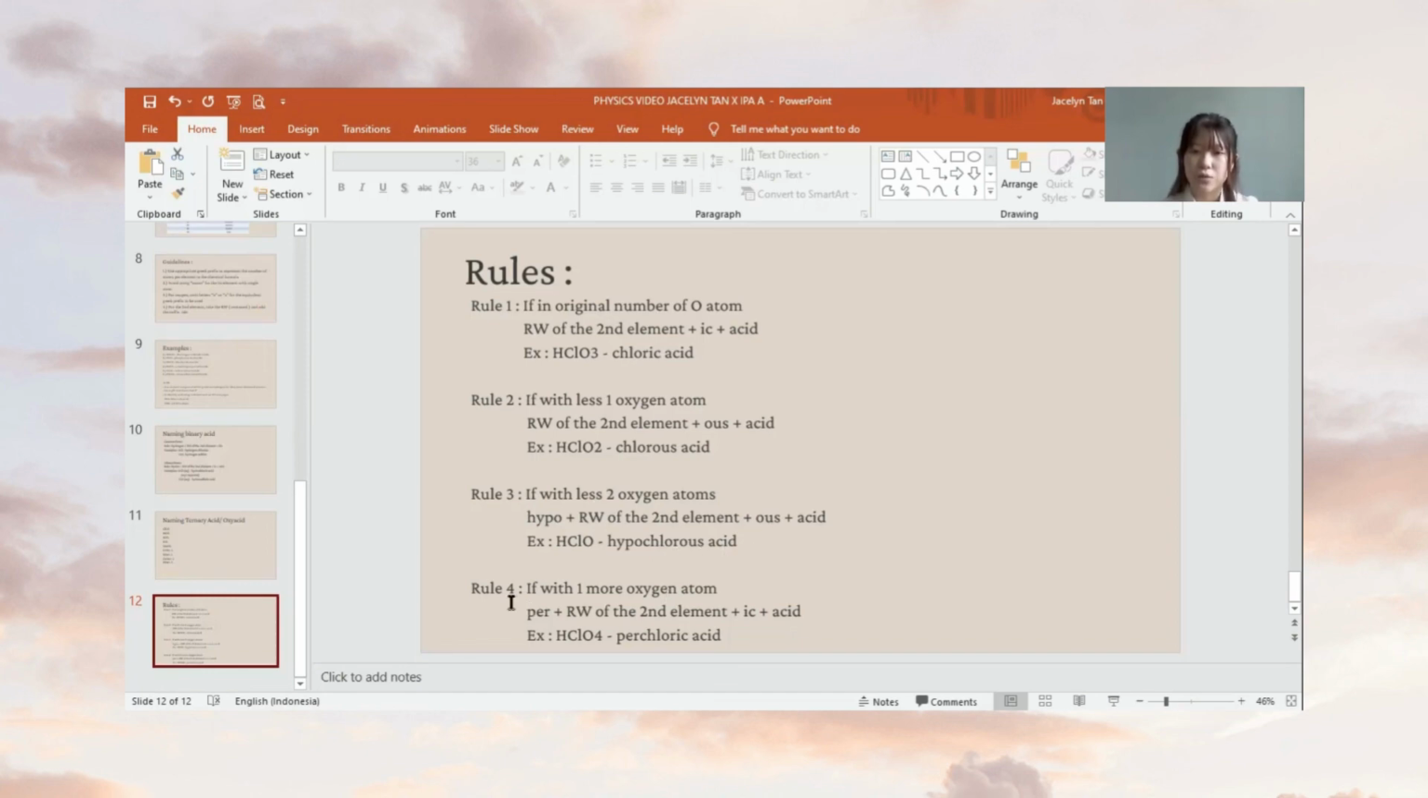So for the last rule, if with 1 more oxygen atom, we use the rule per plus root word of the second element plus ATE plus acid. So examples, HClO4. The original number of oxygen is 3. So now we have 4. So it is 1 more oxygen atom. So we use per plus root word of the second element chlor plus ATE plus acid. So it becomes perchloric acid.